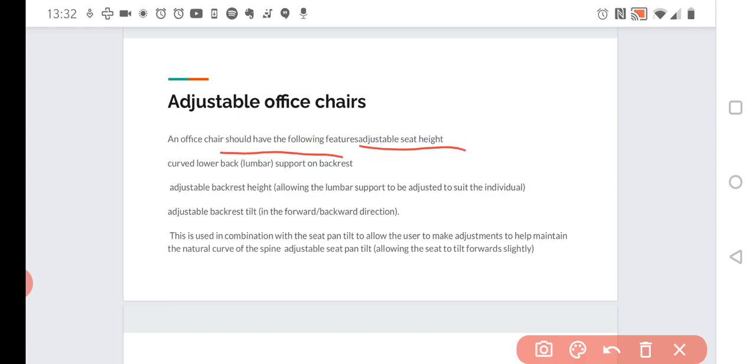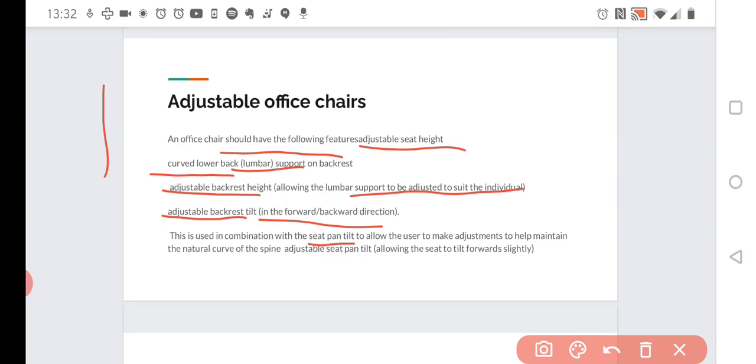Adjustable seat height, curved lower back, lumbar support on the backrest. This is quite important. Adjustable backrest height, allowing the lumbar support to be adjusted to suit the individual. Obviously, we have taller individuals and shorter individuals. Adjustable backrest tilt in the forward and backward directions, so we can tilt it to the back or to the front. That is used in combination with seat pan tilt. So the seat pan should also be possible to tilt upwards or downwards.